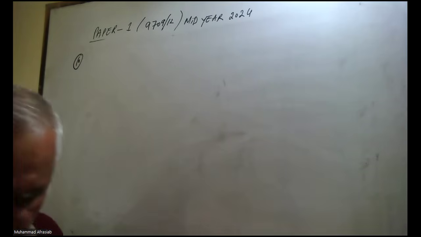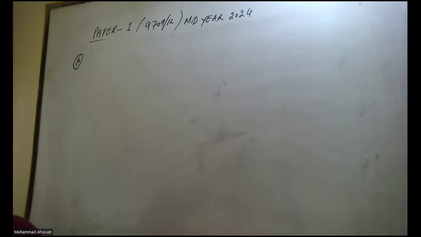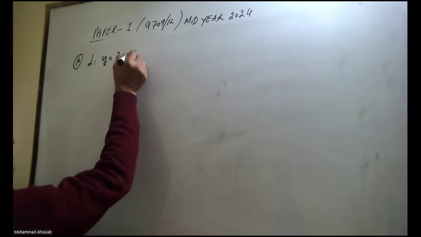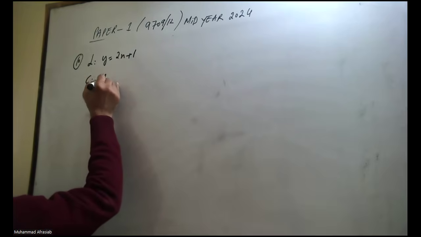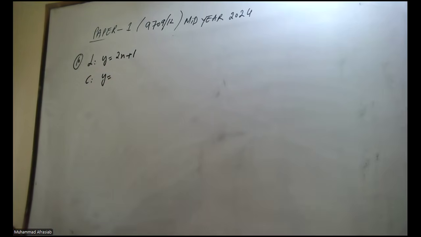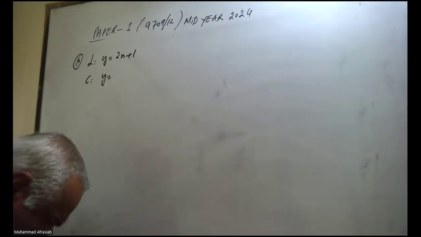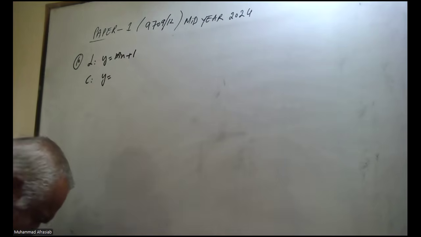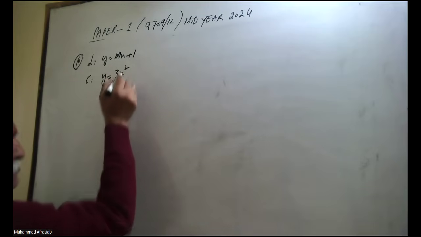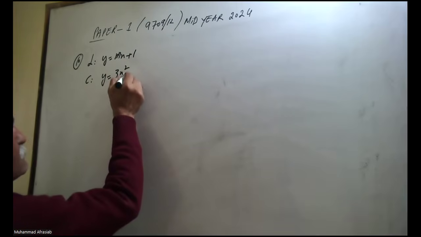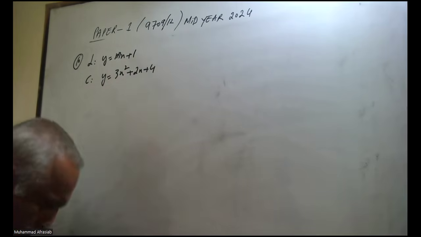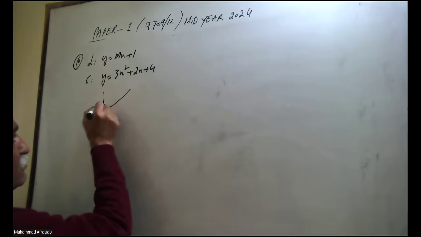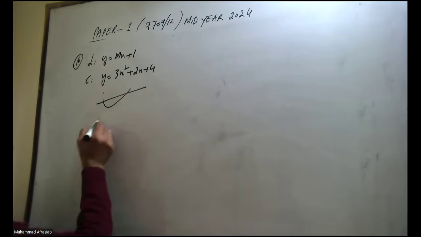Since we have the equation of the line, y is equal to mx plus 1, and this curve has an equation y is equal to 3x square plus 2x plus 4, and they are saying that it is cutting at 2 points, that this is a curve and this is 2 points. So that means b square minus 4ac should be greater than 0.